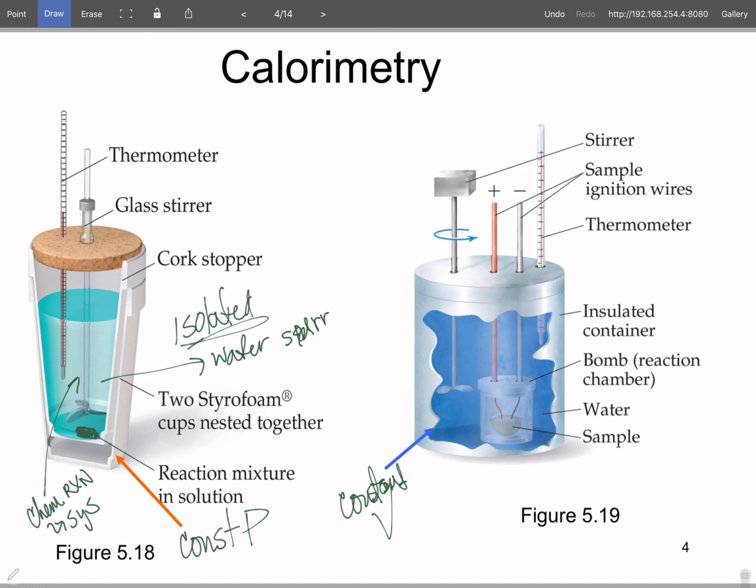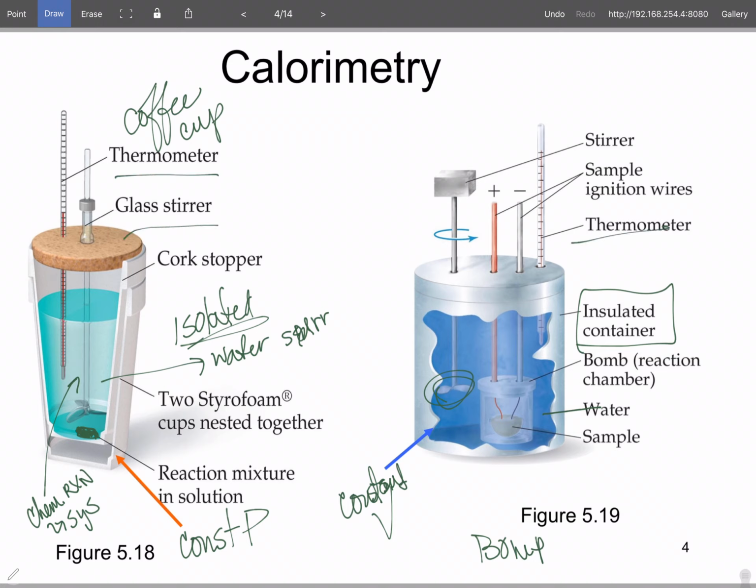This is your bomb calorimeter. This, of course, was the coffee cup. And as low tech as it is, it actually works. Now, with the bomb, it's a little more involved. So what you have is still an insulated container, so still an isolated system. So what you do is you have water in the bomb calorimeter. You have a stirrer that's going to stir the water. You're going to have the thermometer, which you had over here, that's going to take the temperature.